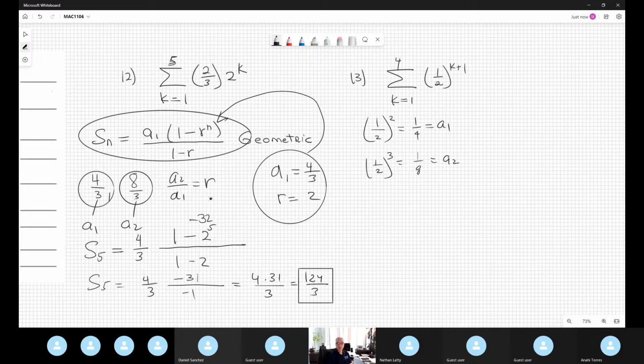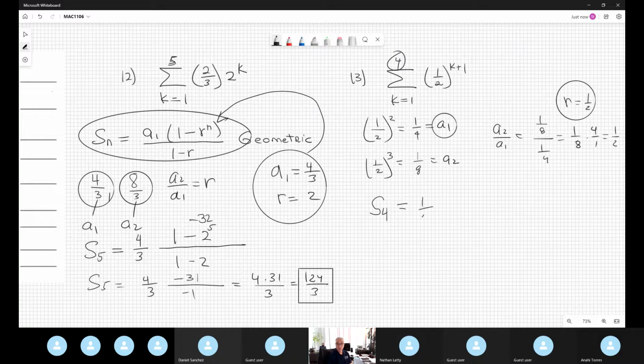I'm going to find the common ratio. You divide A2 by A1: 1 over 8 divided by 1 over 4 is 1 over 8 times 4 over 1, so 4 over 8 gets 1/2. Conclusion, R is positive 1/2. Plugging in the formula, 4 elements because the upper limit is 4, A1 is 1 over 4, times 1 minus 1/2 raised to the 4th power, over 1 minus 1/2.